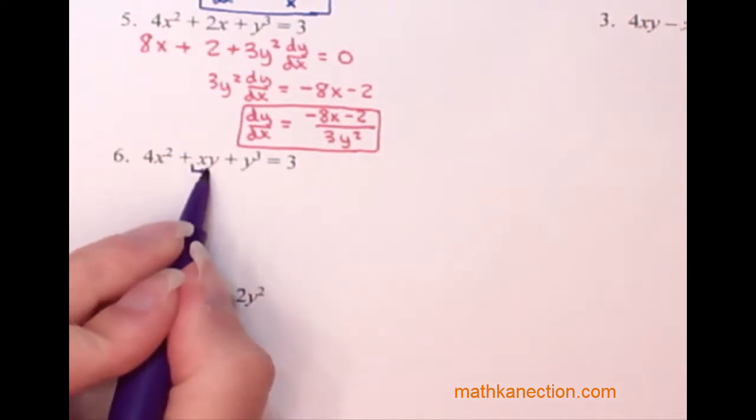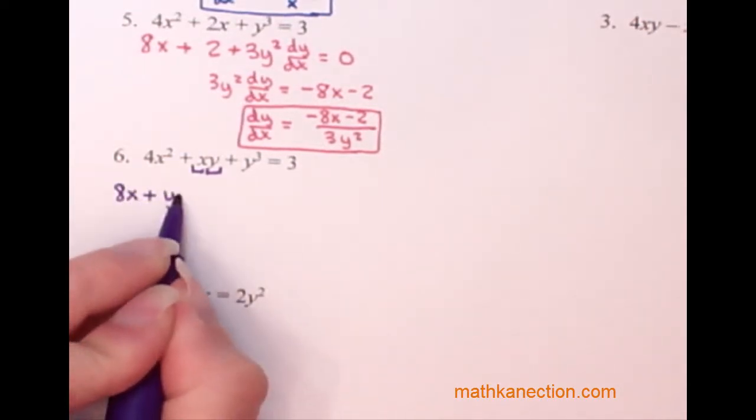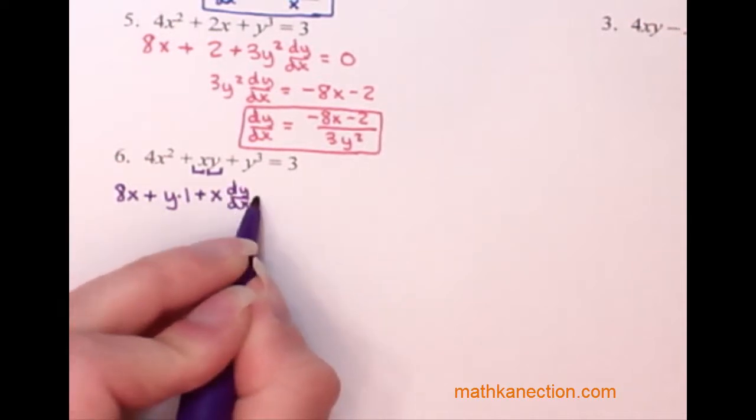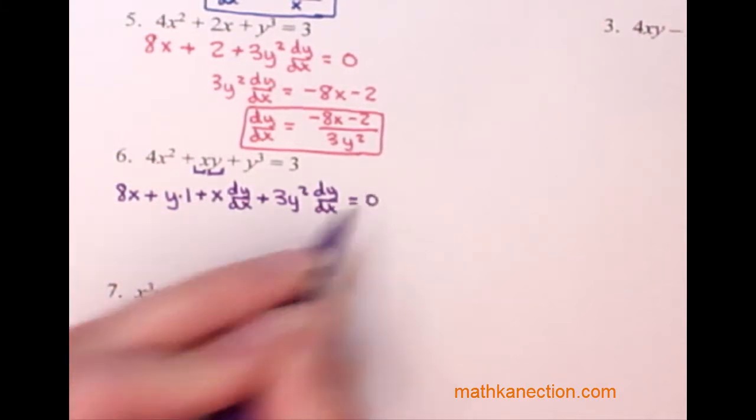Deriving 4x squared is 8x. x times y is going to be a product, so y times the derivative of x, which is 1, plus x times the derivative of y, which is dy/dx, then plus derivative of y cubed is 3y squared dy/dx is equal to derivative of 3 is 0.